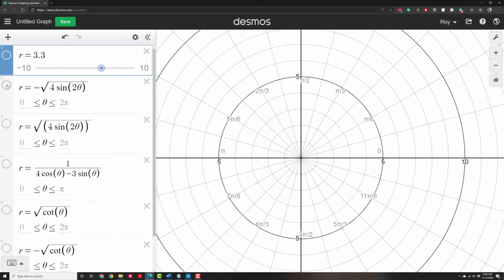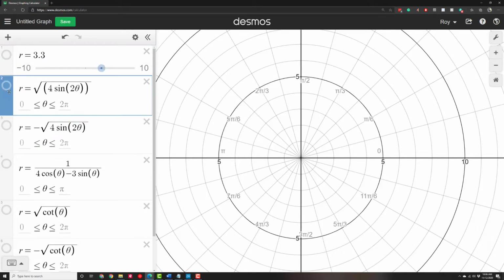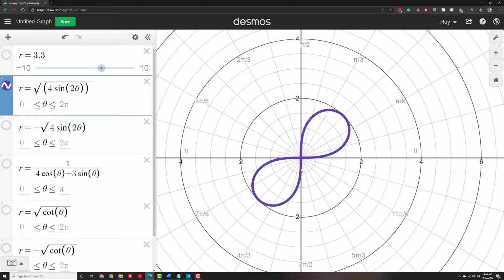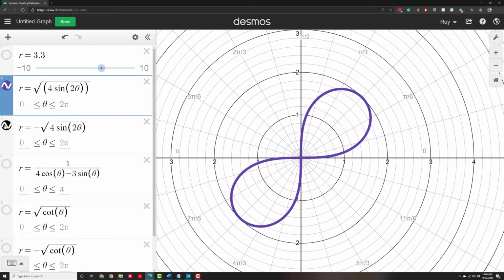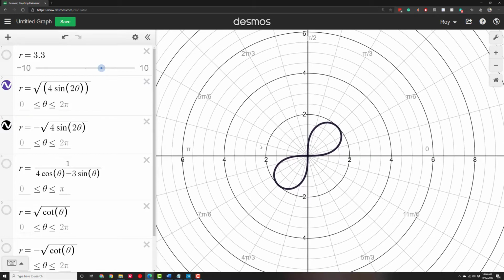Now I'm going to look at r squared is equal to 4 sine of 2 theta. One thing that Desmos cannot do is graph r squared equal to anything. So instead, I have to solve for r. r is either equal to plus or minus the square root. They're actually the same value. So here is that r squared is equal to 4 sine of 2 theta. It's a beautiful curve there. And if I were to graph the other one, the negative square root, it's the same value. So they're the same problem there. But anyhow, that's the beauty of working with polars, is that you can get these wonderful curves very easily.